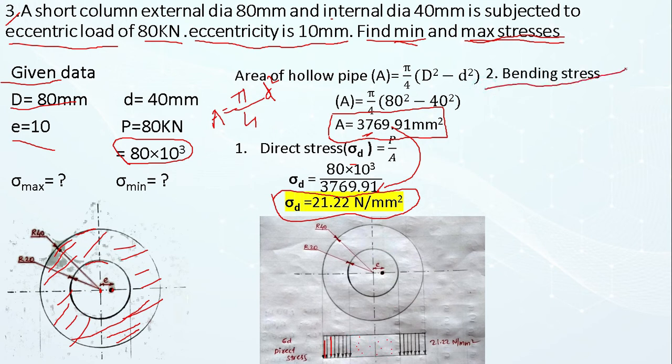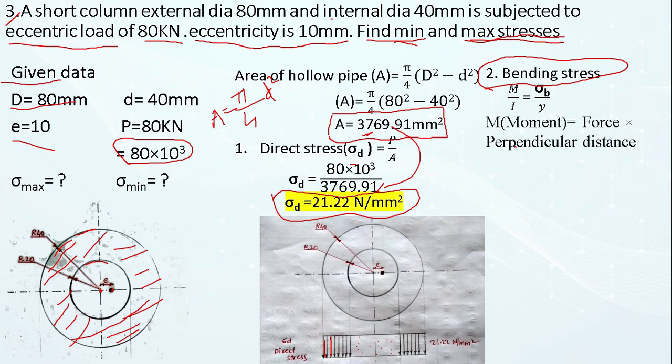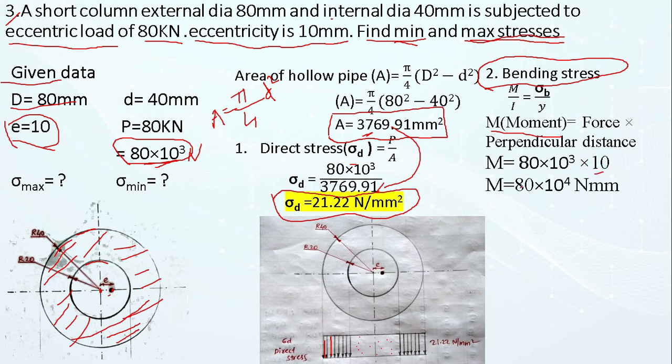Next, for calculation of bending stress, we know the formula M by I is equal to sigma b by y. So bending moment can be calculated as force multiplied by perpendicular distance. Here force is 80 into 10 raised to 3 Newton, and perpendicular distance means eccentricity e is equal to 10 mm. Therefore, capital M is equal to 80 into 10 raised to 3 multiplied by this eccentricity 10. Therefore, bending moment is equal to 80 into 10 raised to 4 Newton mm.